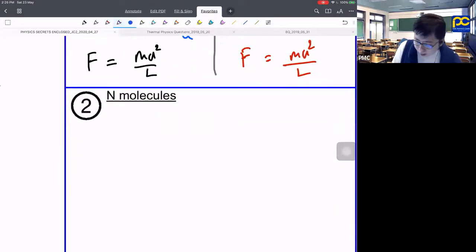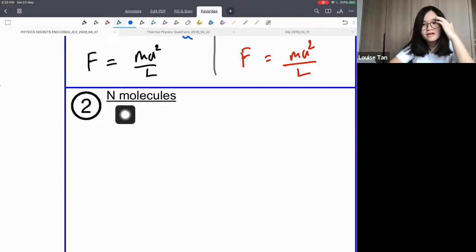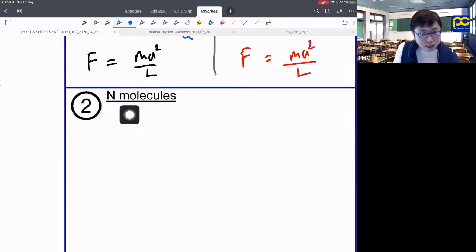Because basically, if there are 10 molecules, Louis, what will be the total force by the 10 molecules? It will be how many mu squared over L? It will be n times mu squared over L, right? So for 10 molecules, you multiply by 10. But wait, let me ask you something.